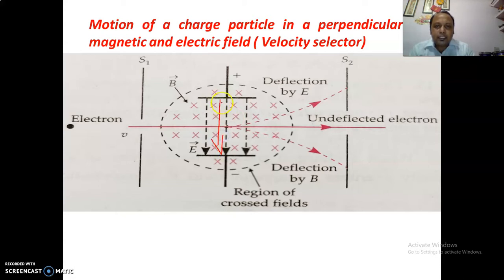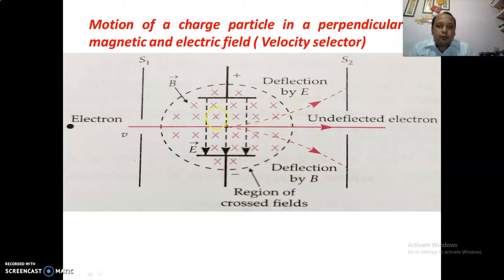So if the electric field is in this direction, the electron is negatively charged, so the negatively charged particle will experience a force opposite to that of the applied electric field, and that's why the electrons will try to deviate in this direction. So this is all about the electric field, and the electrons will try to move towards the positive plate, so they will deviate towards the positive plate.